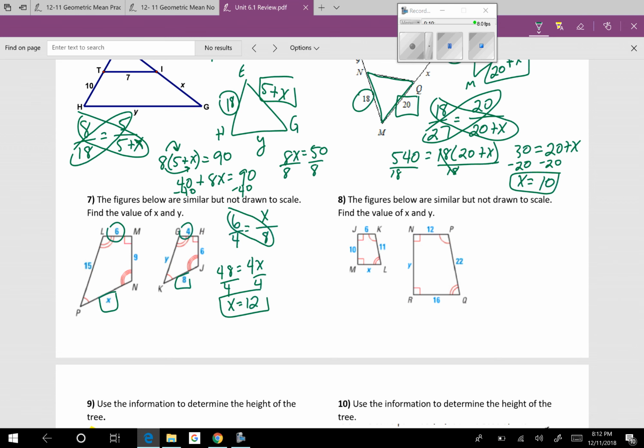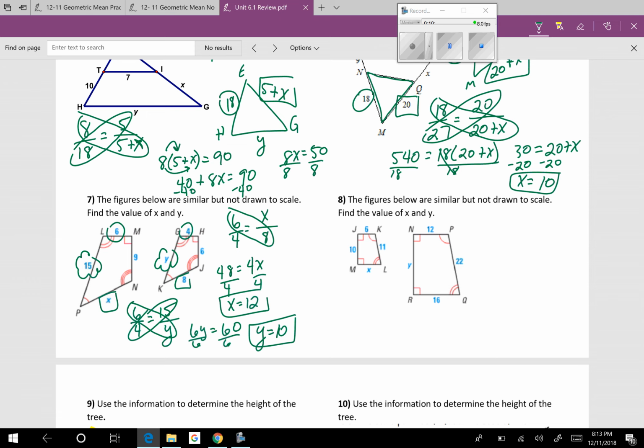Okay, now we've got to do the same thing with the y. So you can use a 6 and 4, or you can switch it up and use this 9 and 6 there, but let's just be consistent. So we have 6 over 4, and then we have the 15 matches with the y. So 15 to the y. All right, now cross multiply. So 6y, and if you do 15 times 4, you get 60. So divide by 6, and you get y is 10.